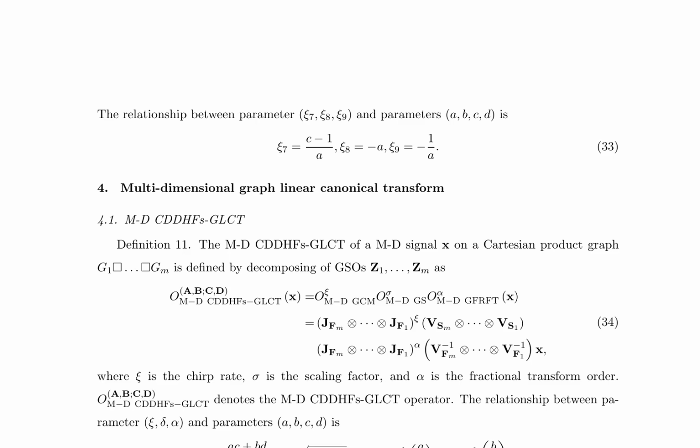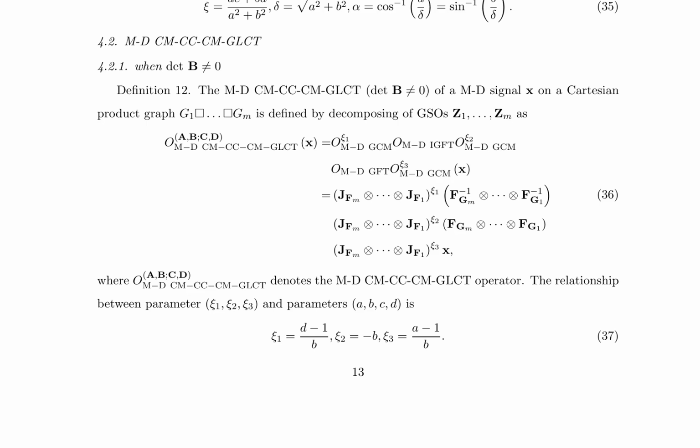Here is a combined summary of pages 13 and 14 of the research paper. The paper introduces two multidimensional graph linear canonical transform (GLCT) methods: multidimensional CDDHFs-GLCT, M-D CDDHFs-GLCT, and multidimensional CM-CC-CM-GLCT, M-D CM-CC-CM-GLCT. The M-D CDDHFs-GLCT is defined as a decomposition of graph shift operators, GSOs, on a Cartesian product graph, with parameters ξ, σ, and α.